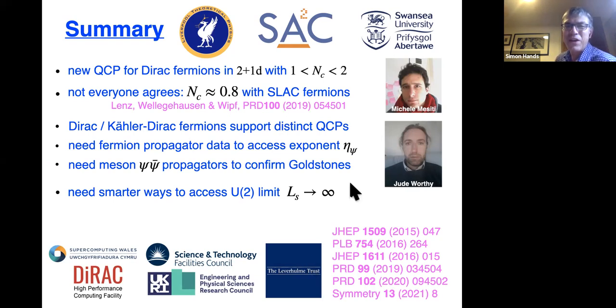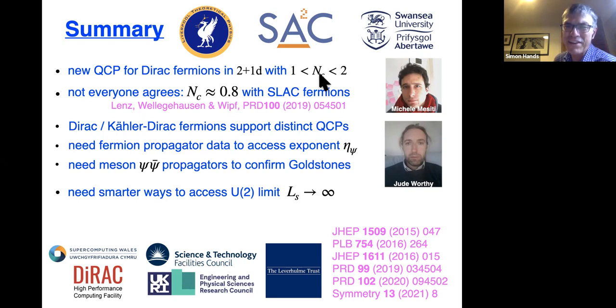Where have we got to? I think by now, I'm pretty confident we've found a new quantum critical point describing Dirac fermions in 2+1 dimensions. And that critical point has many important properties, but in particular, it's got a critical number of flavors, which is greater than 1. An important observation is that not everybody agrees.